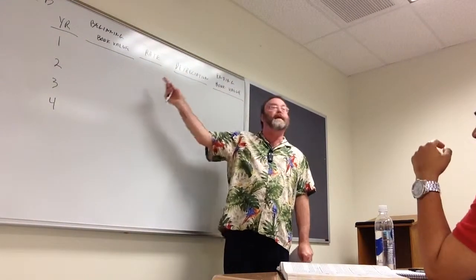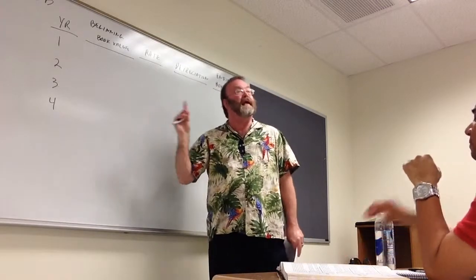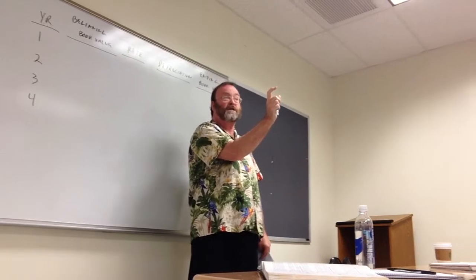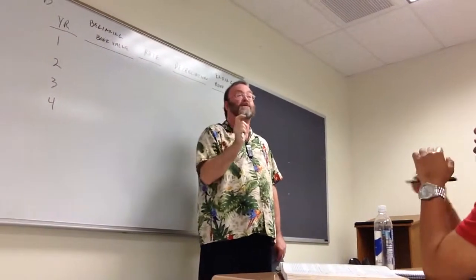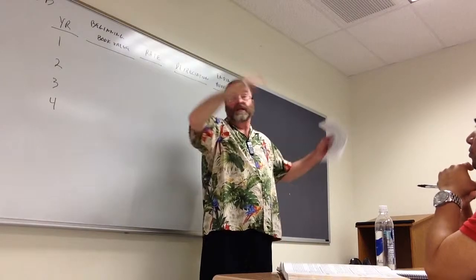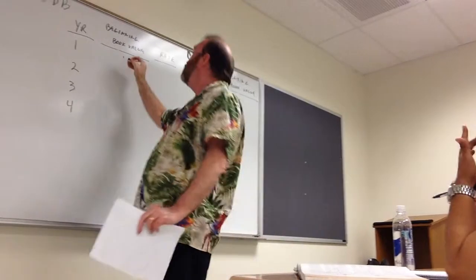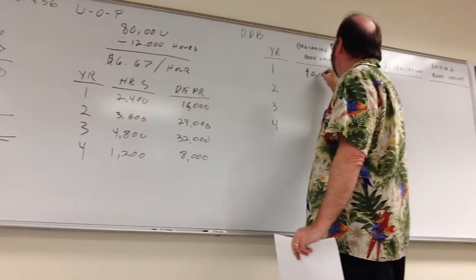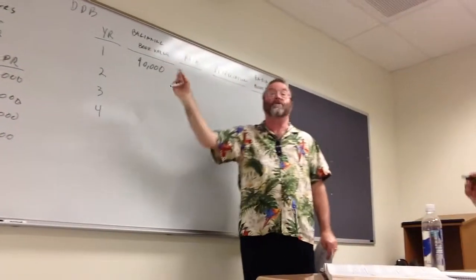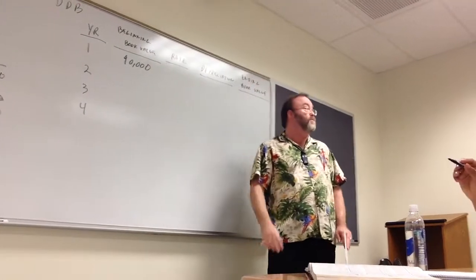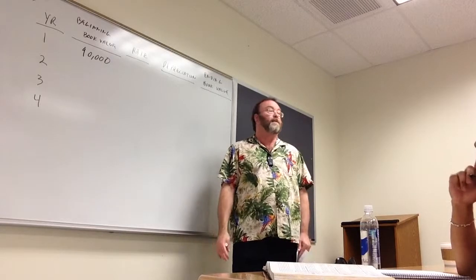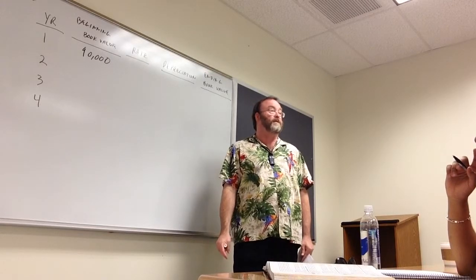Okay, so beginning book value. Book value is defined as, once again, the original cost, which in this case was $90,000, minus accumulated depreciation, which in year one is 0. So the beginning book value is the full $90,000. This is where it differs from the other two methods. The other two methods, we always used the depreciable base to start our calculation.